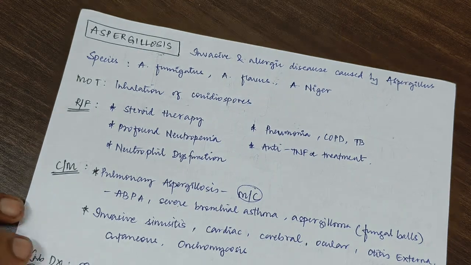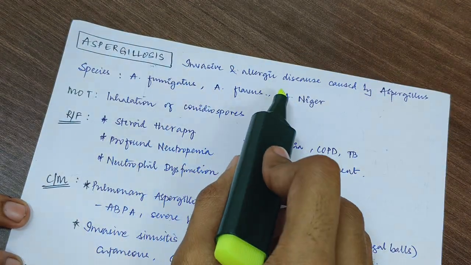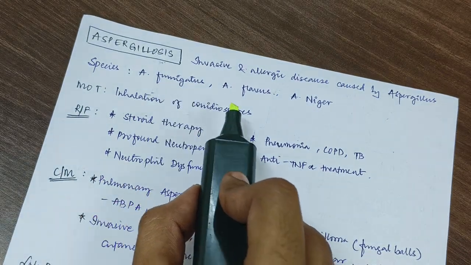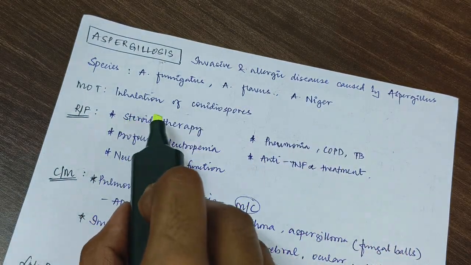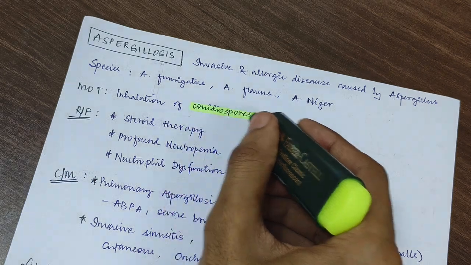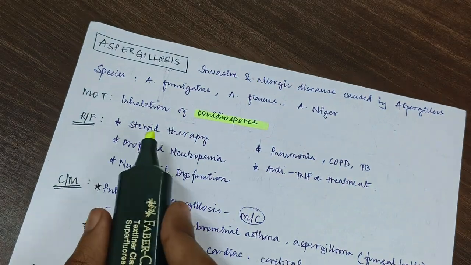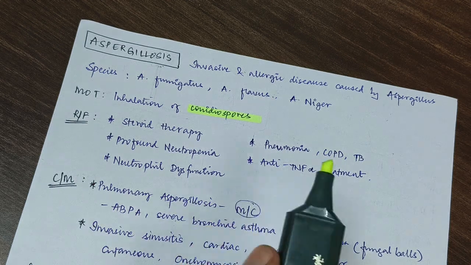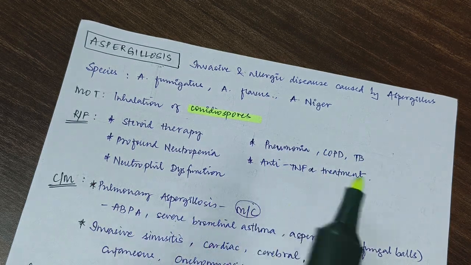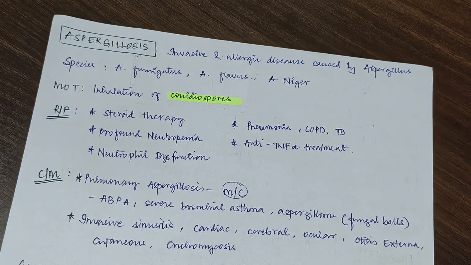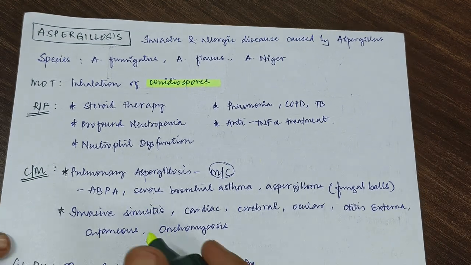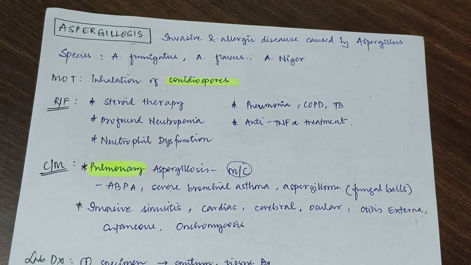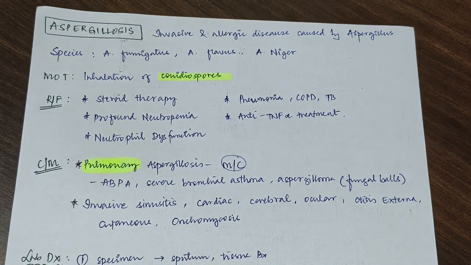Coming to aspergillosis, which is the next. It is an invasive allergic disease caused by Aspergillus species such as Aspergillus fumigatus, Aspergillus flavus, and niger. Mode of transmission is inhalation of the conidiospores. Risk factors are steroid therapy, profound neutropenia, neutrophil dysfunction, pneumonia, COPD, TB, and anti-TNF treatment. All these will be the risk factors. Coming to aspergillosis, it is pulmonary here. You must mention pulmonary here. There you mentioned rhinocerebral; here you are going to mention pulmonary.